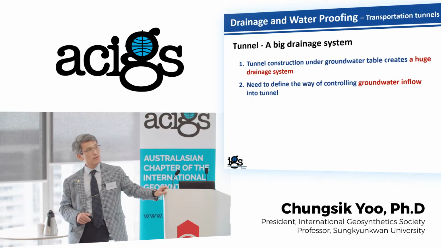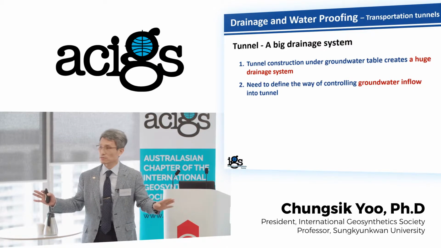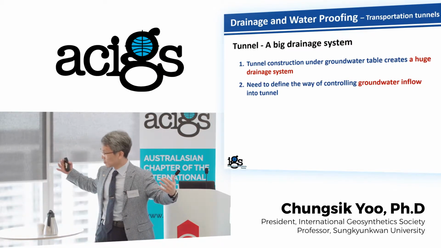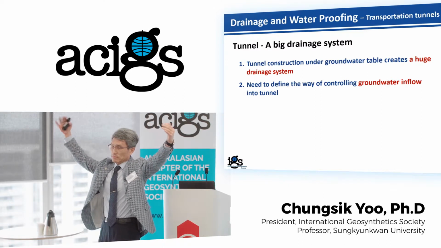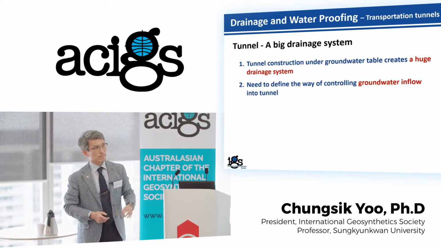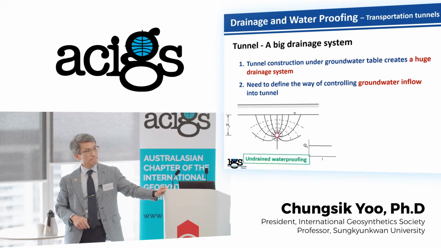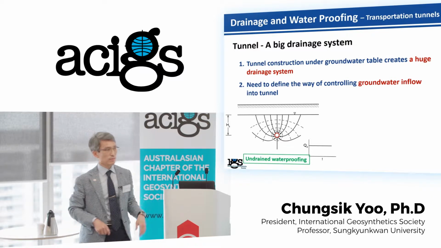So as I mentioned, tunnel is a very big drainage system. Whenever you excavate the tunnel, you are destroying hydraulic equilibrium. So water will flow from high potential to low potential. So we have to define the way of controlling groundwater flow into the tunnel. So this is undrained proofing.